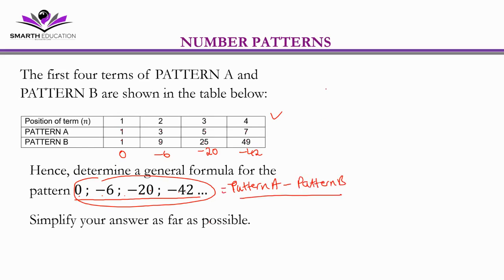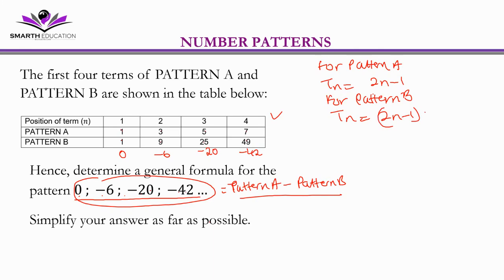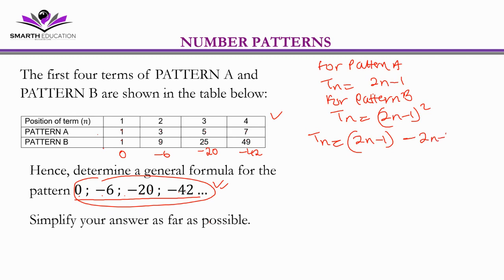And then in the previous questions, we found that for pattern A, Tn is equal to 2n minus 1. And then for pattern B, we say Tn is equal to (2n minus 1) squared. So since we get this pattern from pattern A minus pattern B, it's going to be Tn is equal to 2n minus 1 minus (2n minus 1) squared. And we can simplify that. It says we must simplify our answer.